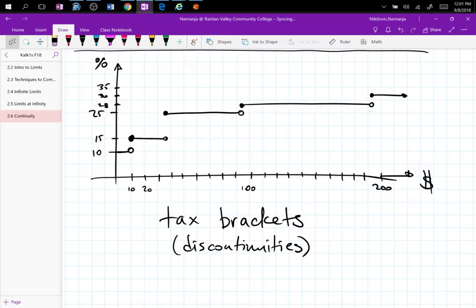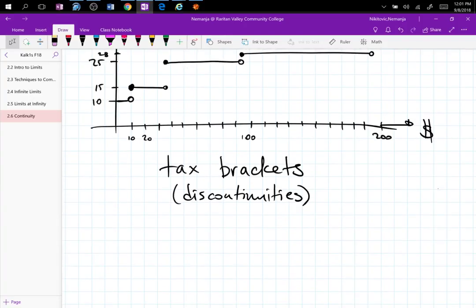So that's another example of the use of discontinuous function to something that everyone has to deal with, right? Death and taxes. Yeah.